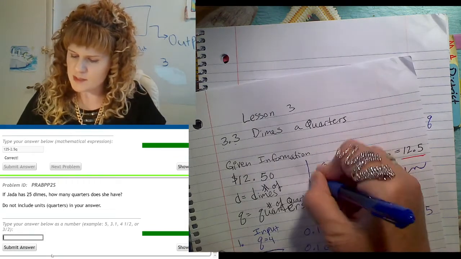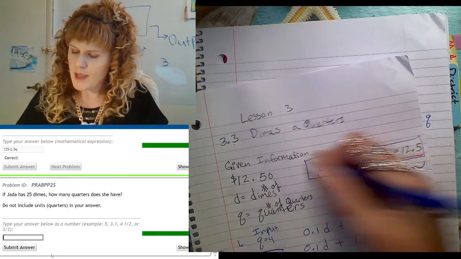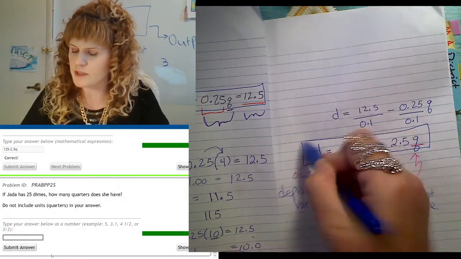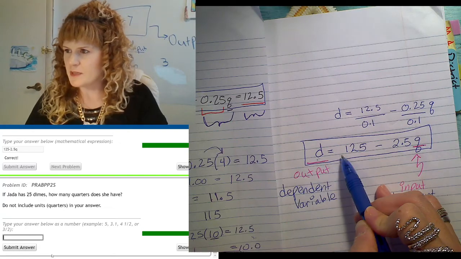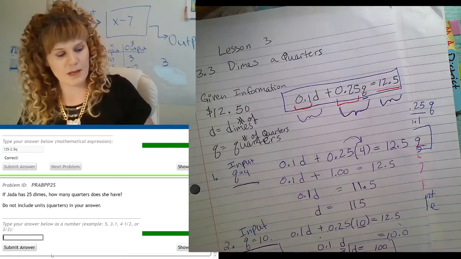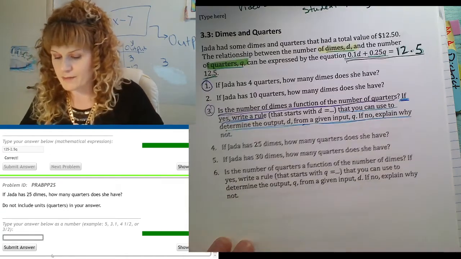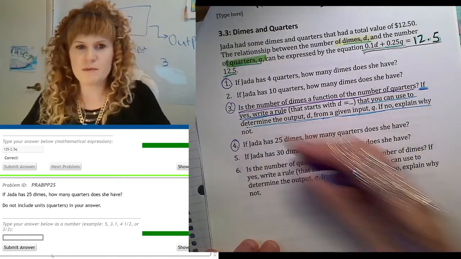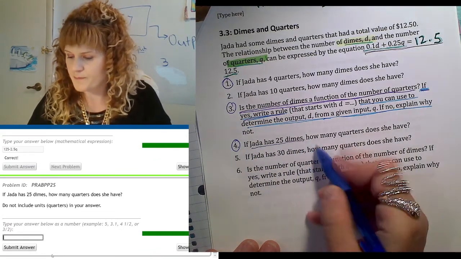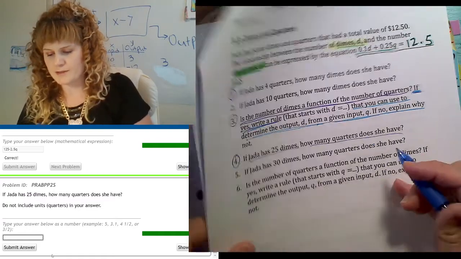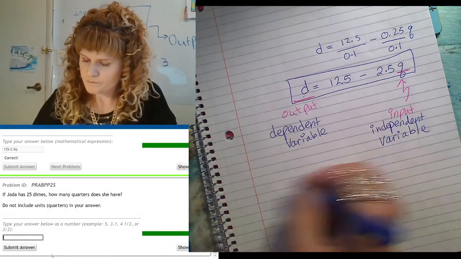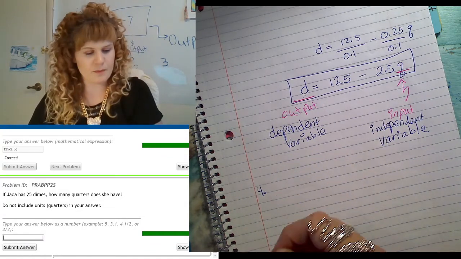We started with this equation and we rearranged it to put it in terms of Q. So D equals something depending on Q. Let's keep going. Believe it or not, we're not even done yet. Now, question number 4. If Jada has 25 dimes, how many quarters does she have? Oh, this math is going to kill me today. Keep going in your math notebook.